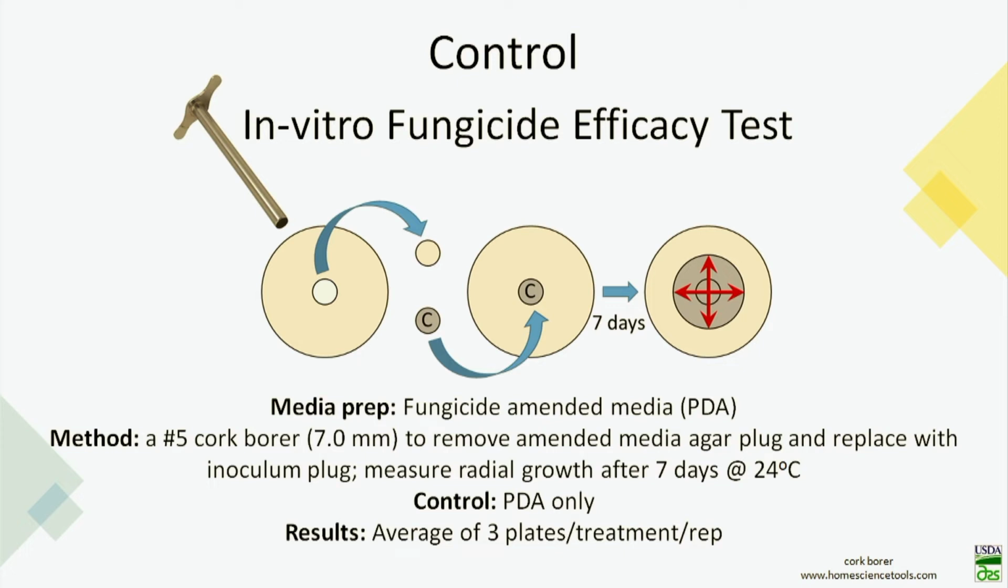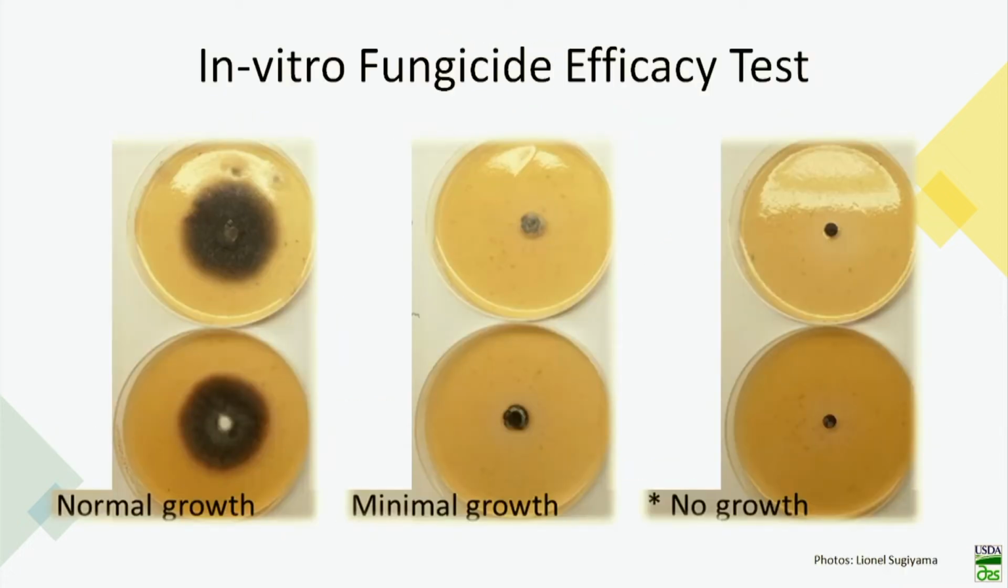How do you manage them? Well, we started looking at fungicides in the laboratory. Here's a quick picture of an in vitro assay to test fungicides. You remove a portion of the media, you replace it with actively growing fungal culture. The media is amended with fungicides. After 7 days, you measure growth compared to a control that doesn't contain fungicide in the media.